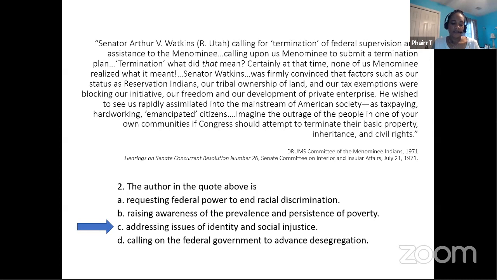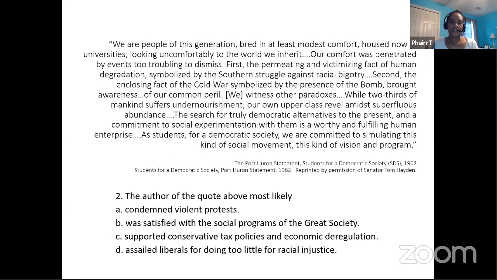More specifically, this was addressing the ways in which the federal government was treating the Menominee Indians capriciously and unfairly. It was also condemning its refusal to consider the importance of the identity of Native Americans. All right, guys, we have one more question to go through. This is the Port Huron Statement. So again, take a few minutes to read through.